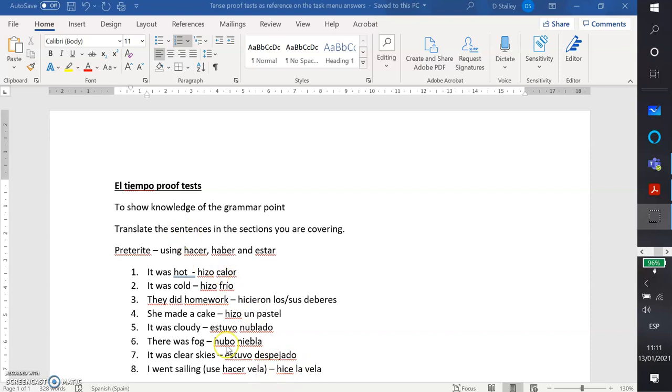And then I've just put another one in there just to try and practice the I form of the verb hacer because it's so irregular. So I went sailing. We use the verb hacer vela, literally to do sailing. So that changes to hice la vela.